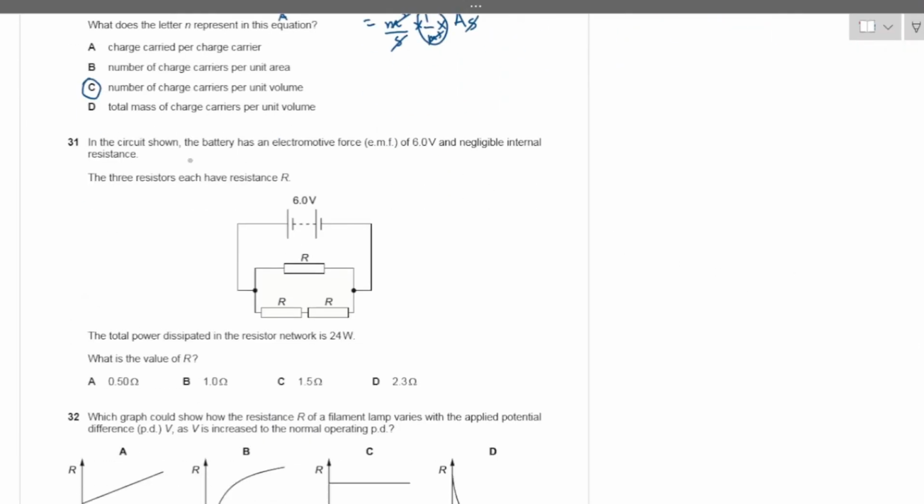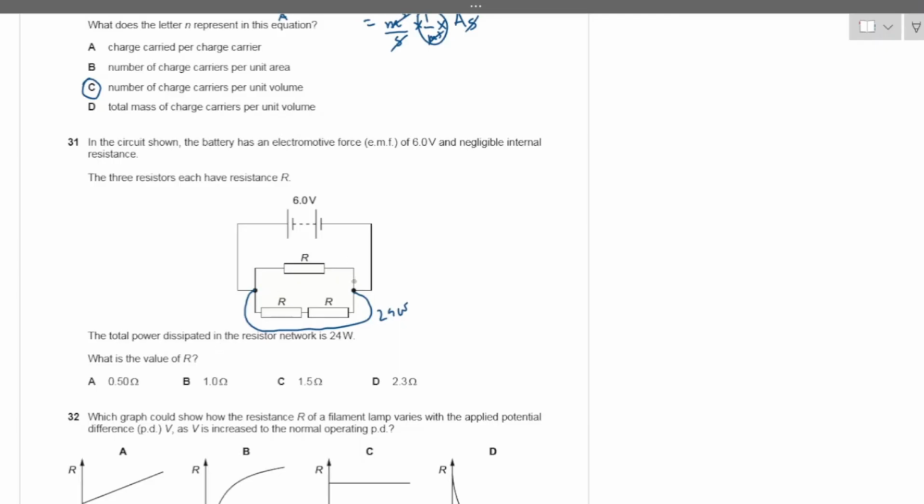In the circuit shown, question 31, the battery has an electromotive force EMF of 6 volts and a negligible internal resistance. The three resistors each have resistance R. The total power dissipated in the resistor network is 24 watts. Alright, so we know that the total power dissipated across this is 24 watts. What's the value of R?